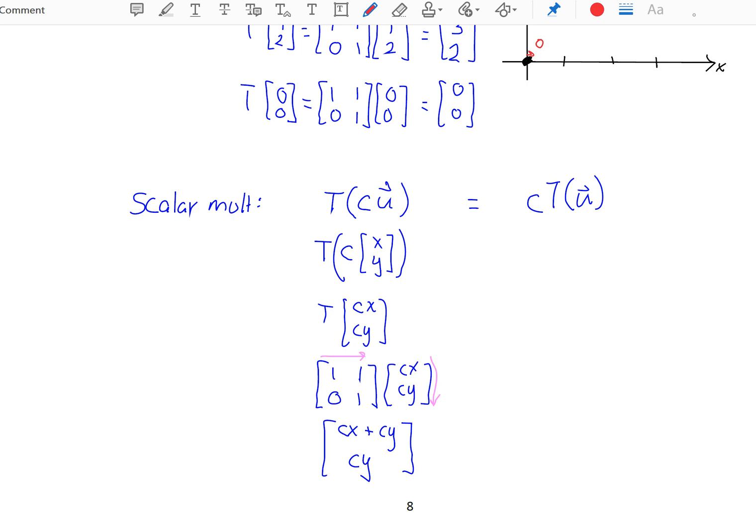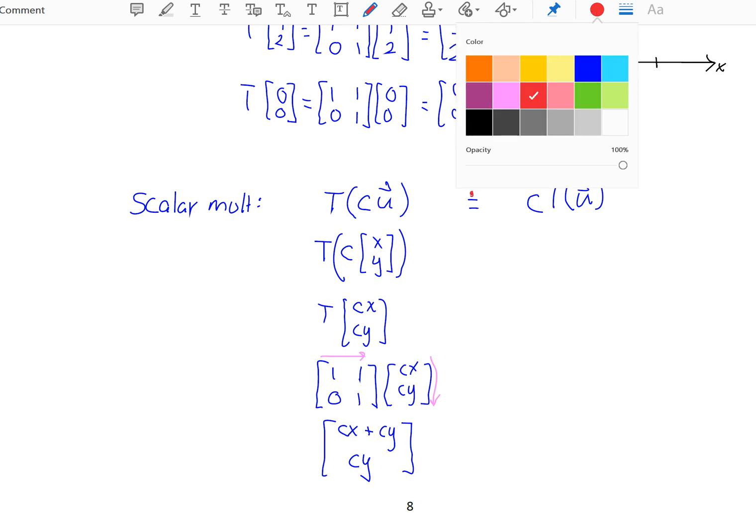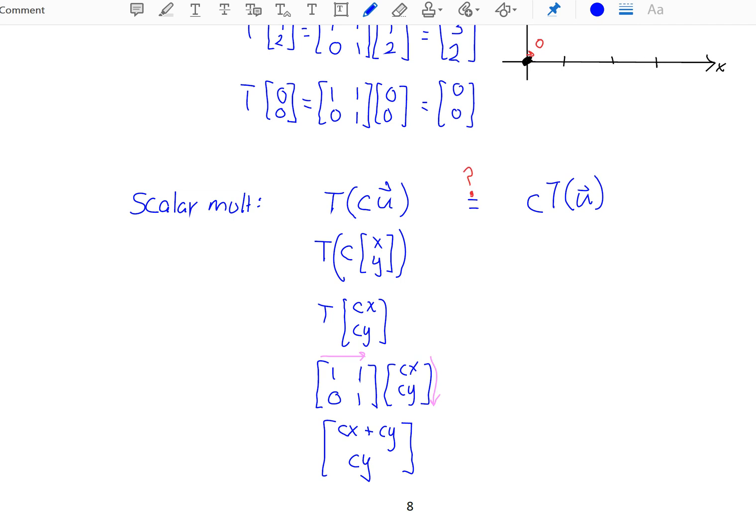And now we want to verify, is this equal to the right hand side? So now we'll look at c times T of some vector (x, y), which will be c times the matrix [1, 1; 0, 1] times our typical element (x, y).